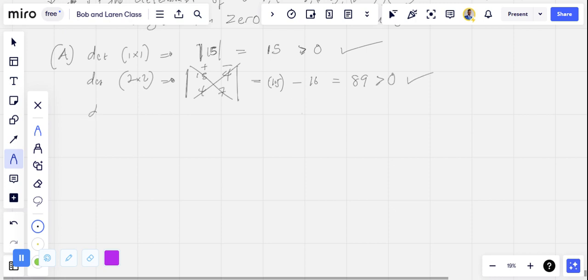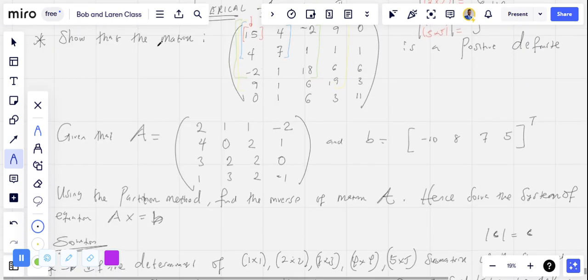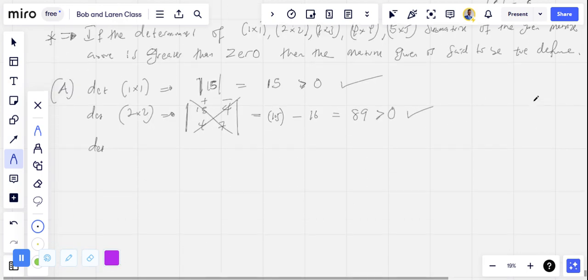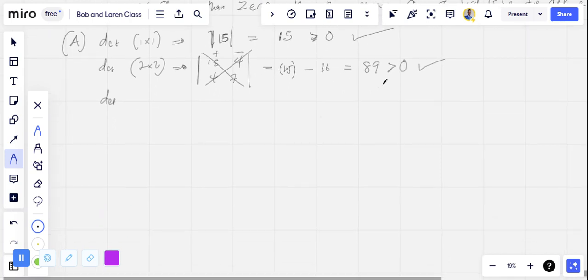Done. Actually, I already know the final answer too, because they already told you that this is positive definite. Looking at the English itself, it says show that this is positive definite. So always pray that when you find the determinant, you don't have a negative answer. If you have a negative answer, that means you've made a mistake, so you need to go and check again.